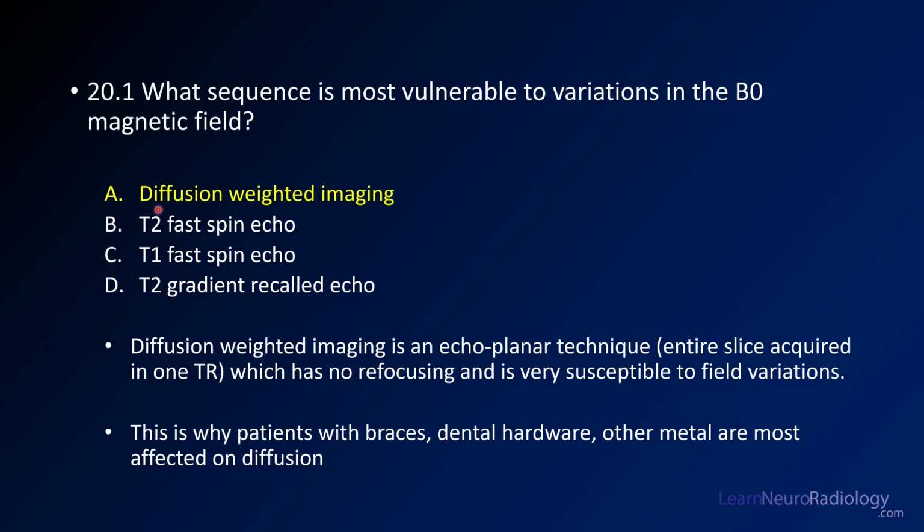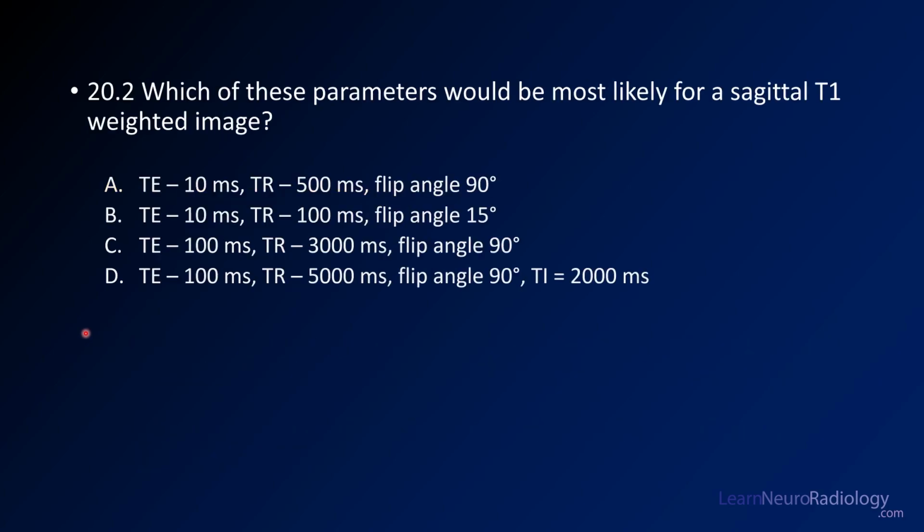The reason diffusion-weighted imaging is more susceptible to variations in the field is because it's an echoplanar technique, so you get the entire slice in one TR. You have no refocusing, and it's very vulnerable to field variations. So that's why it's bad around braces, metal, dental hardware, around the base of the skull, around bones and sinuses. So you'll see that with diffusion-weighted imaging. All of these fast spin echo techniques have refocusing. Gradient echo is also a little bit vulnerable to susceptibility as well. So that would be your second choice here.